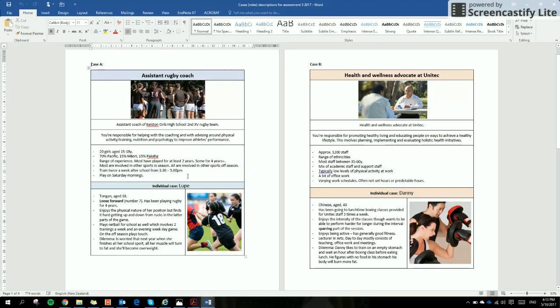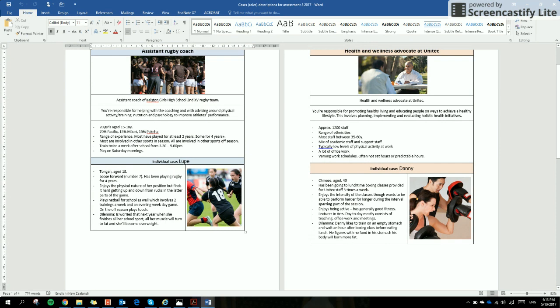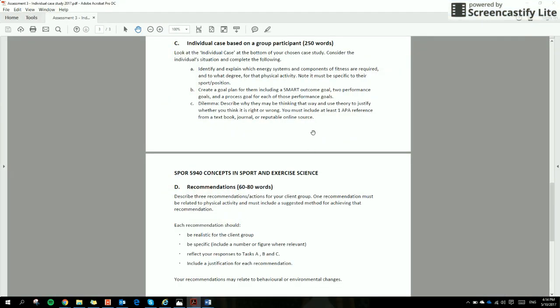Let's have a look at the assistant rugby coach. Lupe's dilemma, which you can see down the bottom, is that she's worried that next year when she finishes all her school sport, all her muscle will turn to fat and she'll become overweight. That's a really common dilemma. So you need to work out and describe why you think she's thinking that, and then describe what's actually accurate and not accurate. Is it true that all her muscle is going to turn to fat when she stops playing her sport, and will she become overweight? You're going to have to do a little bit of research on that and come up with a brief description of that dilemma and whether you think it is right or wrong.